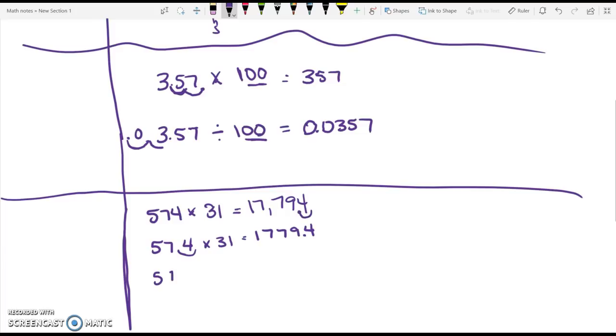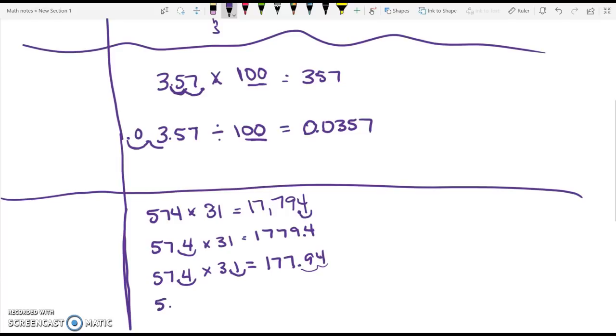So what do you suppose if we do 57.4 times 3.1? What might that be? Okay, well it'd be 177.94 because now I have one decimal place, two decimal places. So I'm moving the decimal 2 times.